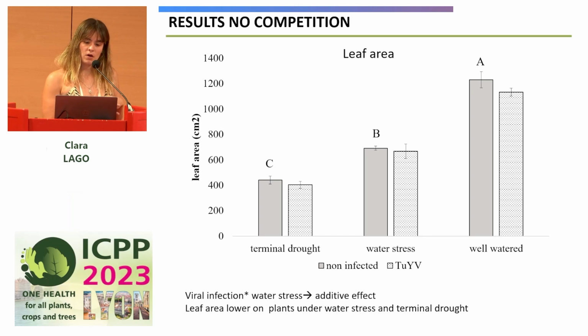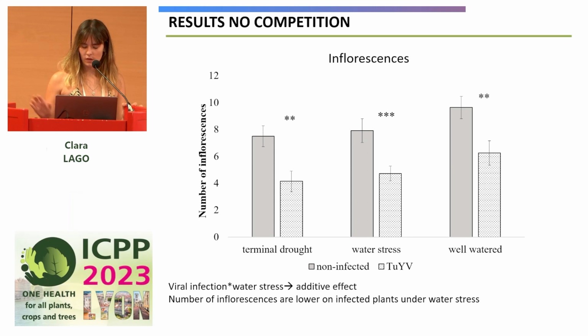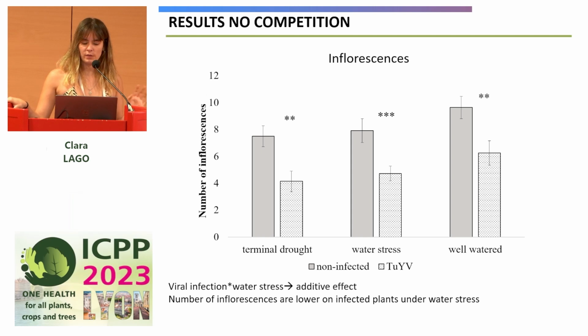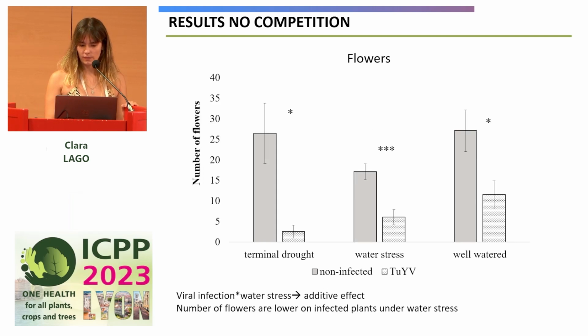With the leaf area, we also observed that under water stress conditions and terminal drought conditions for non-infected plants, the leaf area was significantly lower than under well-watered conditions. The same with infected plants, but we didn't find differences between infected and non-infected plants in any of the treatments. With inflorescence, we also observed that infected plants have a significantly lower number of inflorescence than non-infected plants under the 3 water regimes. And the same situation was observed for the number of flowers. Also, for the number of inflorescence and the number of flowers, the effects of virus infection and water stress are additive.